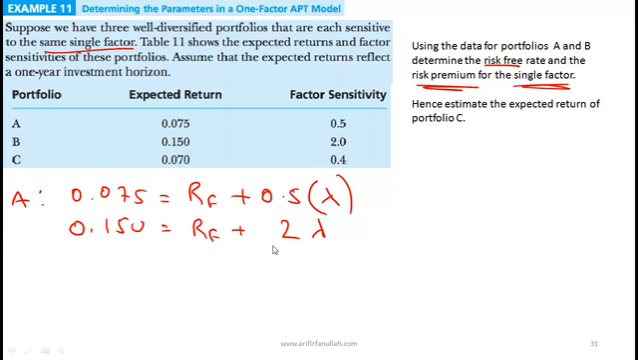I won't make you do this here. I'll just give you the answer. When you create these two equations and solve, what you get is lambda is equal to 0.05 and the risk-free rate is also 0.05. So fairly simple. A lot of the stuff is complicated-sounding terminology, but the work that you need to do is not too bad.